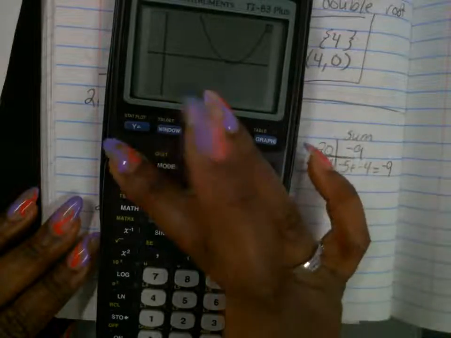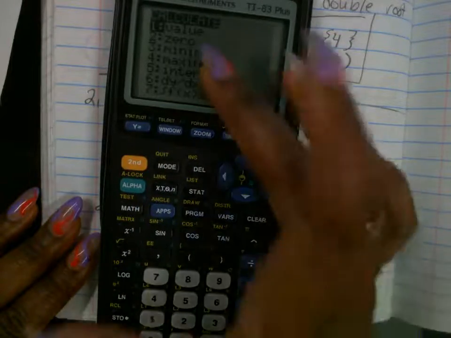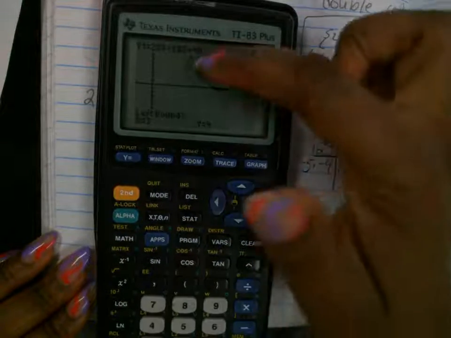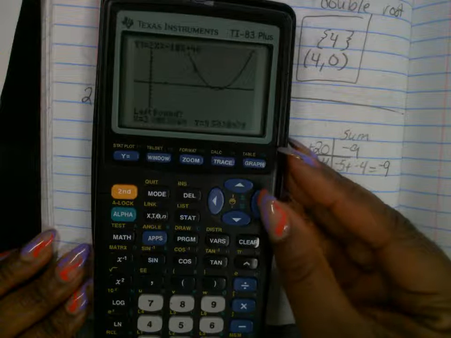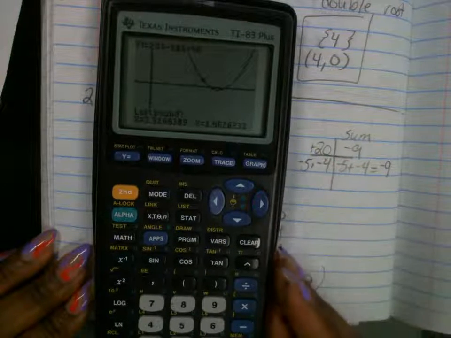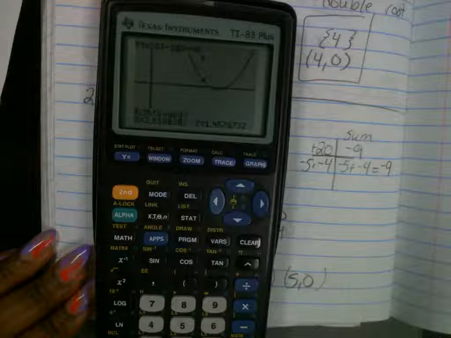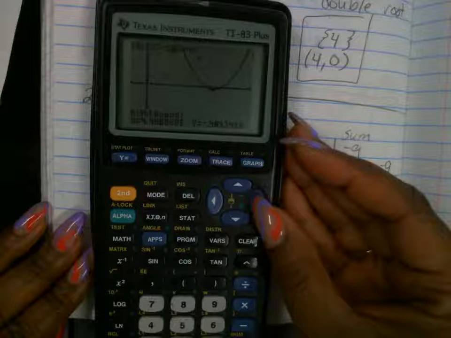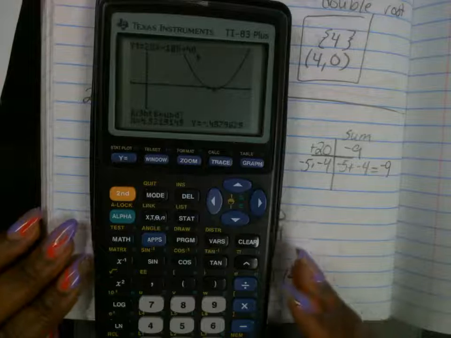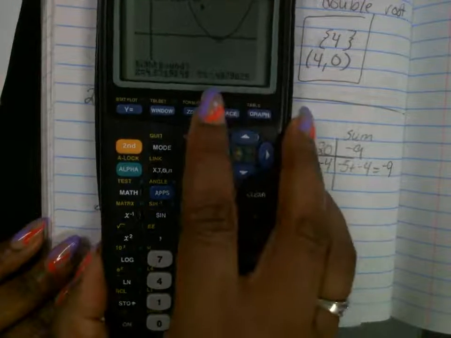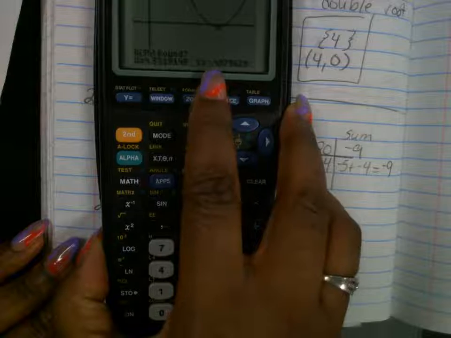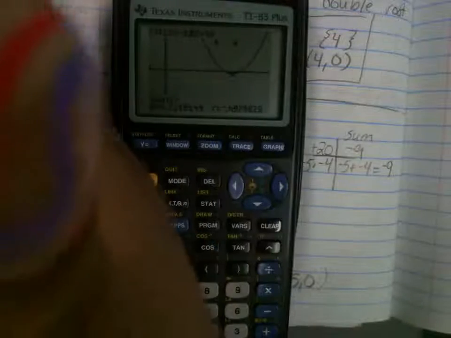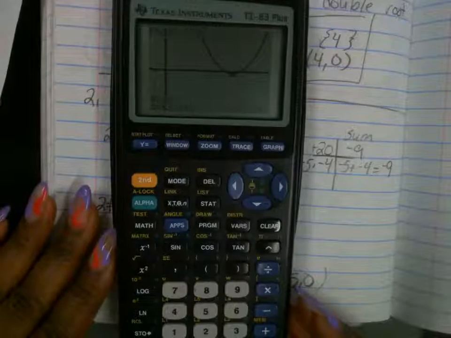All right, so now let's press second trace, and we're doing zeros again. We're going to do this side first. So we got our left side. I'm going to go a little closer to the line. So press enter here. And then we're going to go right under the line. I know it's under the line because look, y is negative. So press enter there. I'm searching this side of the parabola first. And that gives me enter.